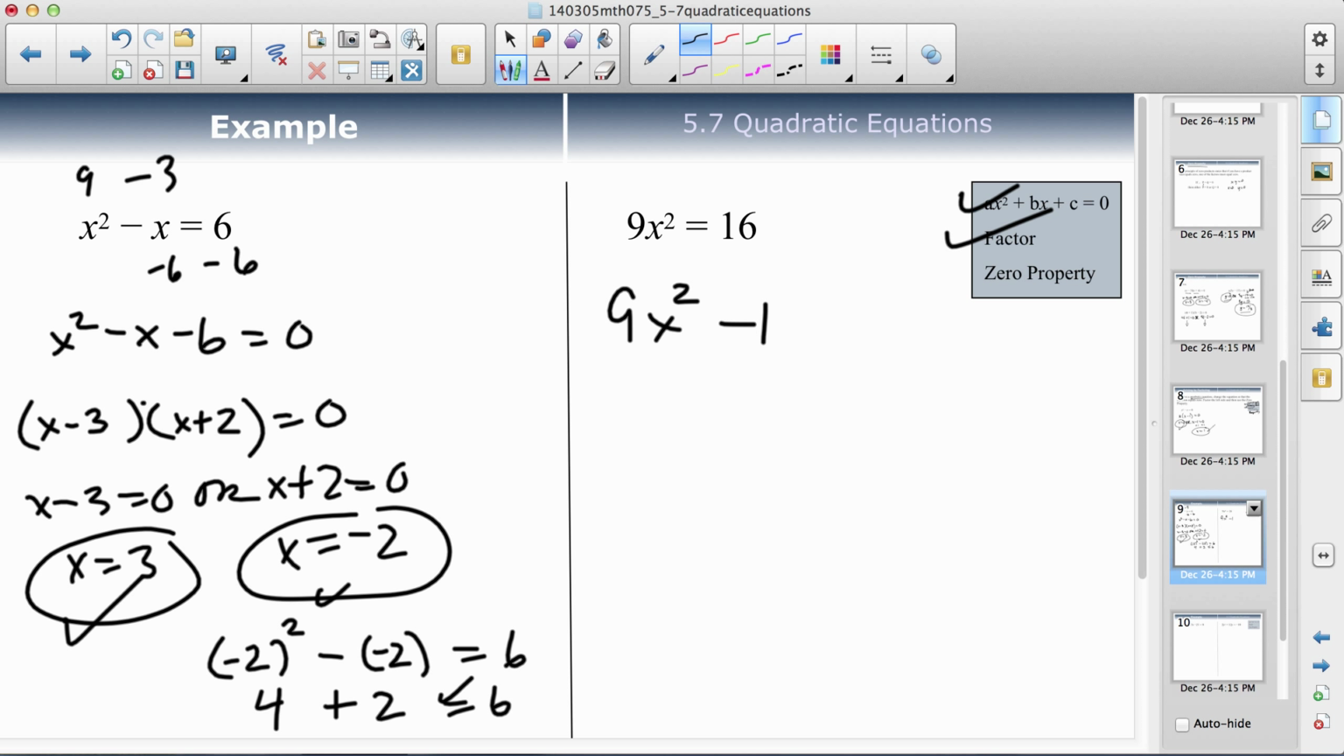9x squared minus 16 is equal to 0. Now, this one only has two terms. Maybe it's a difference of squares. I can square root this, I can square root that. So, yeah, it's a difference of squares.